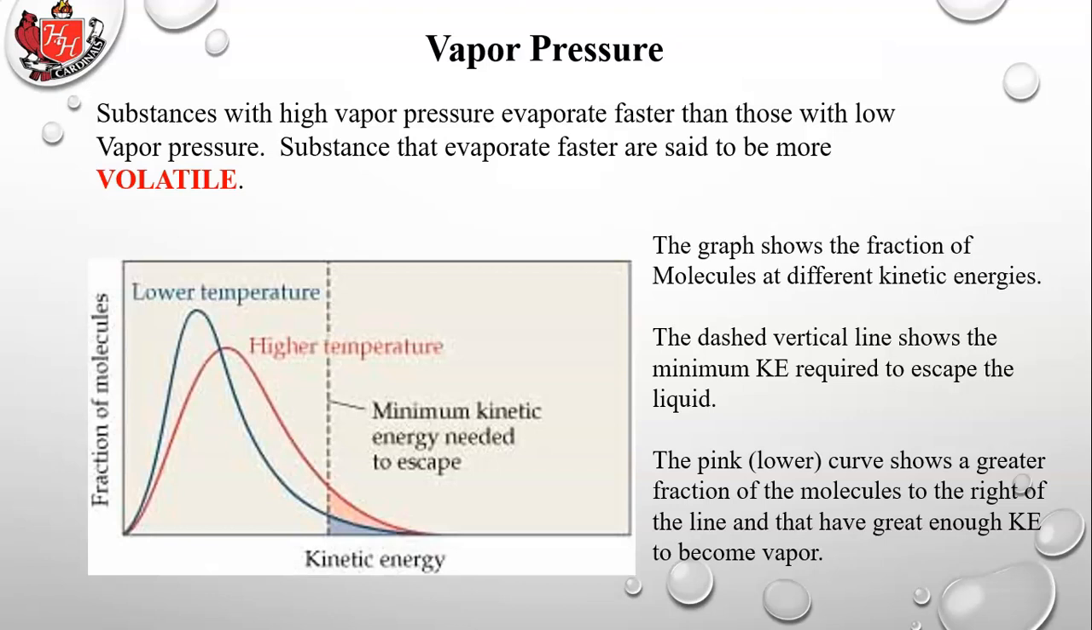So let's look at a graph. You should be able to interpret this graph. So on the vertical axis on the left is the fraction of molecules. You could think of it as the percentage of molecules or the fraction of molecules.